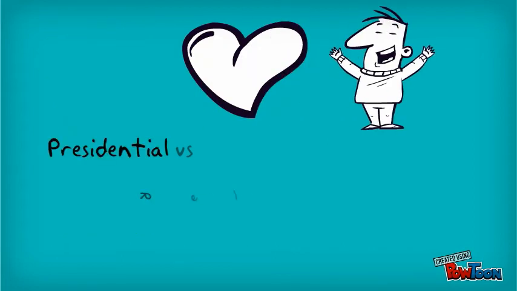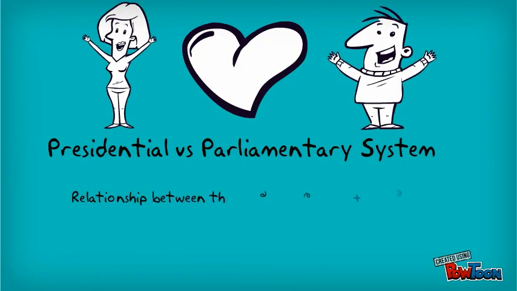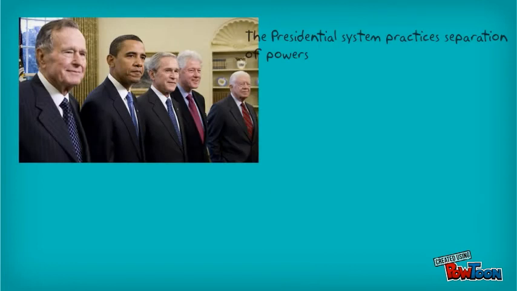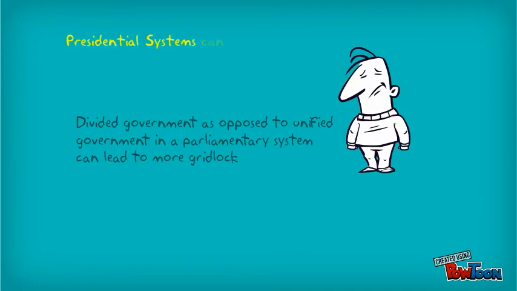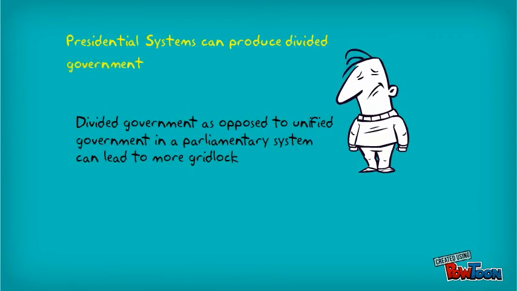The parliamentary systems and presidential systems have one key distinction. The presidential system practices separation of powers, meaning that the legislative and executive branches are separate. This is the system the United States practices, and in such a system it is possible to have divided government, meaning the executive, the president, and the legislative branches can be controlled by opposing political parties, as is the case currently. Divided government can cause more gridlock than a unified government.